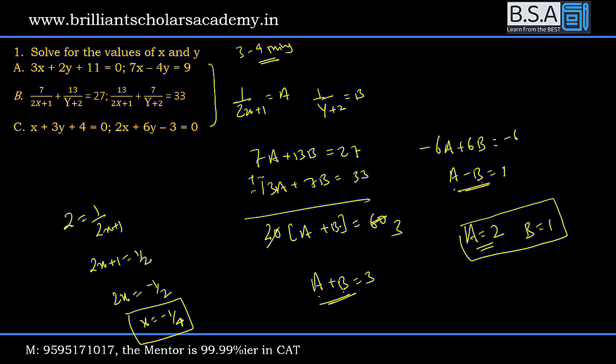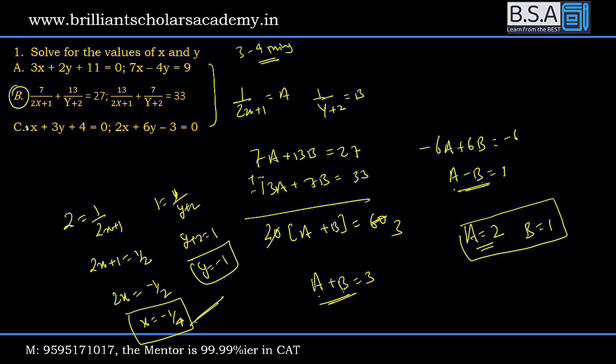You want y? 1 is equal to 1 upon y plus 2. So y plus 2 is equal to 1. Y is equal to minus 1. Your job is done. So second was the only challenging, only time-taking one. First one, you simply multiply the first equation by 2, you add both, y cancels, and you can find x.